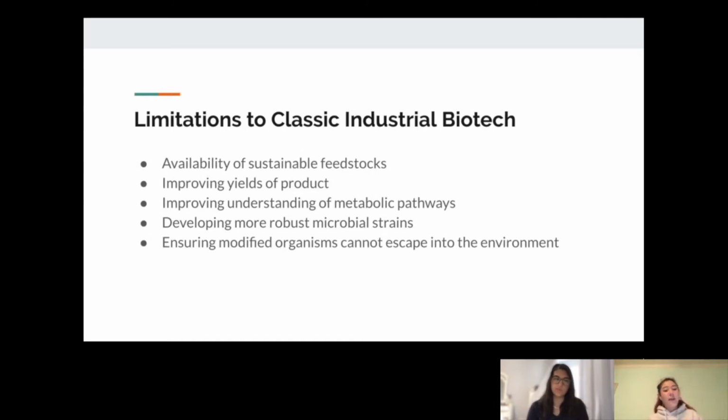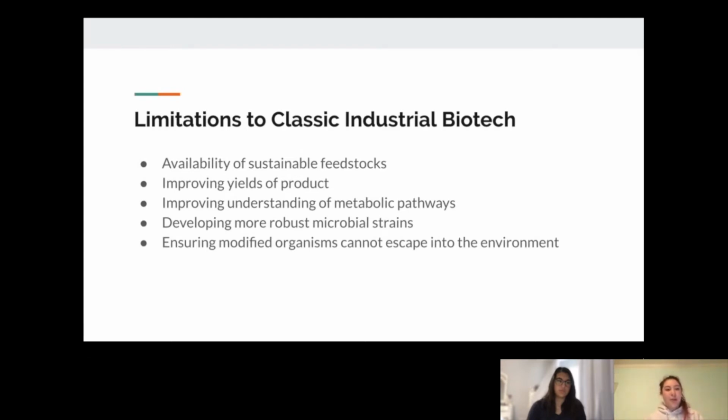A next thing is improving understanding of metabolic pathways. While we understand the pathways very well of some microorganisms, such as yeast and E. coli, there are still many, many other microorganisms that we don't understand enough of the complete genome and the metabolic pathways that they use in microbial cell factories or as a part of industrial biotech production. So this is a limitation, because these other organisms could potentially be capable of producing other products that we may want.